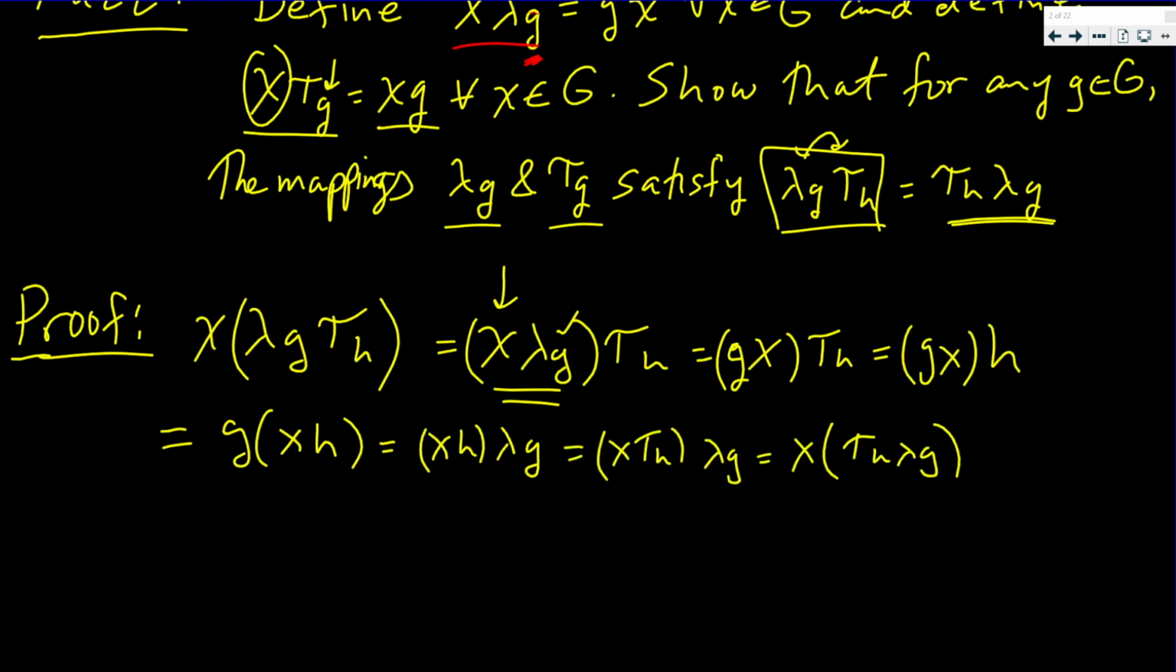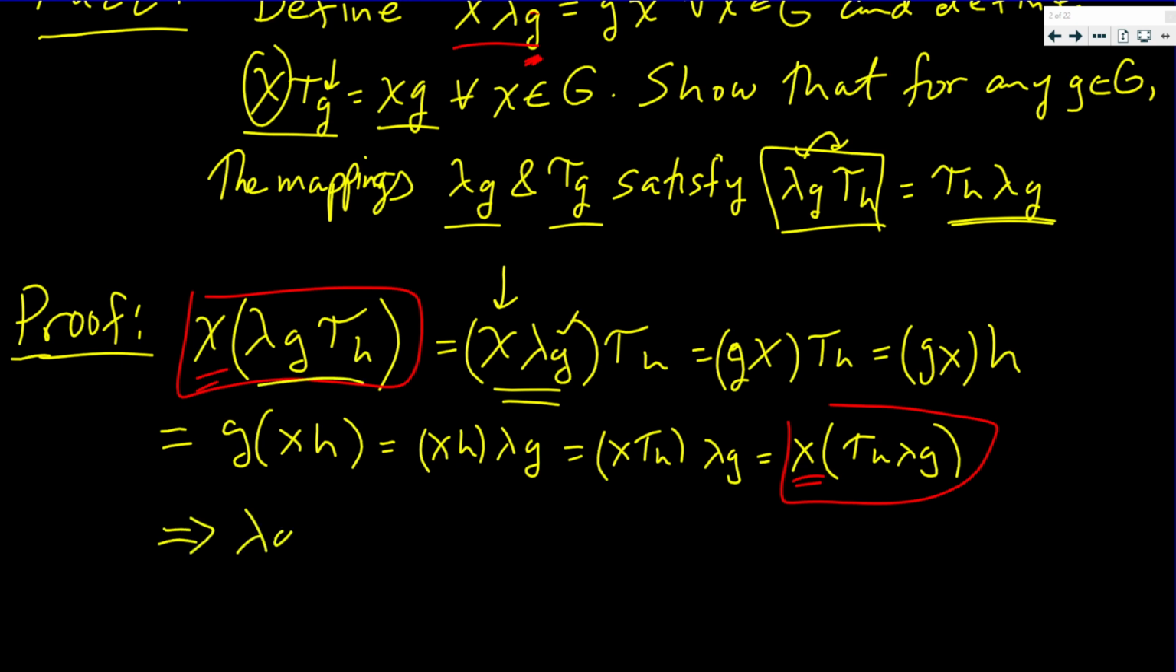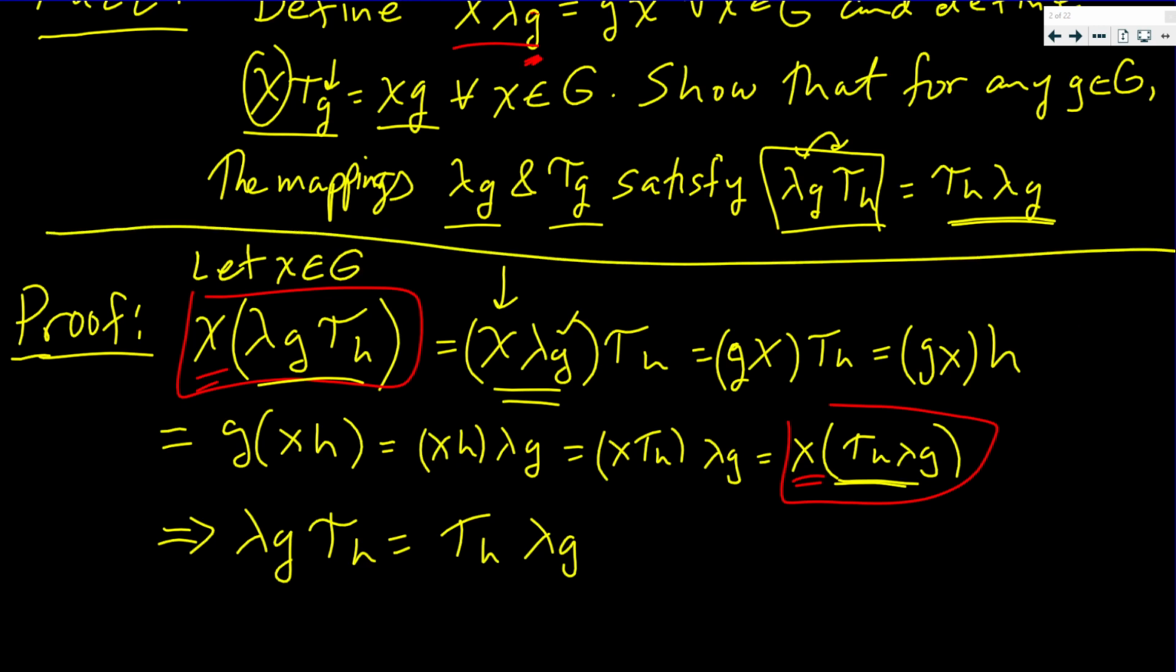Now that we have that this is equal to that, they're both mappings, or compositions of mappings, both acting on the element x, and they're getting the same result. This implies that the two mappings are the same. They do the same to any old x. So let us say, I should have said at the very beginning, let x be in G.